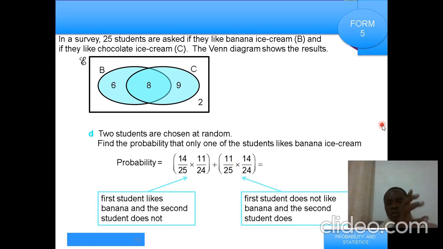For these to be put together, since they're on different branches, it's or. Remember what we discussed across? It's or. This is why we are adding. So I have to add. Here it says first student likes banana and second student does not like. Here it says first student does not like banana, while second student does. So you have to add that to get the answer. Again, it's a similar answer. Please practice this.